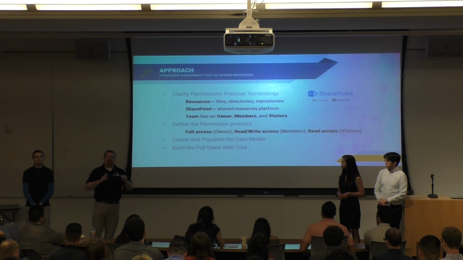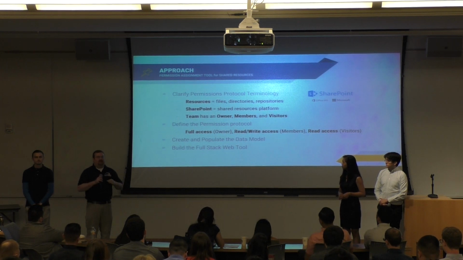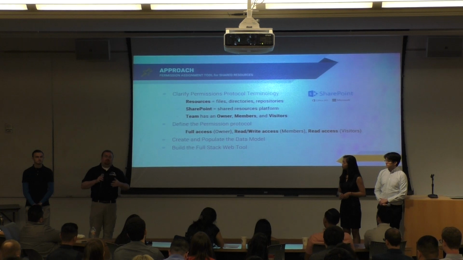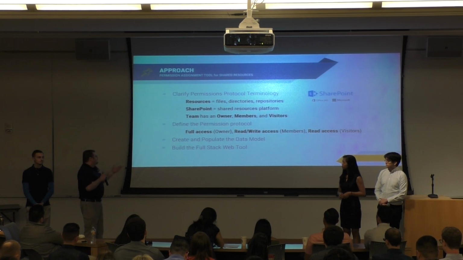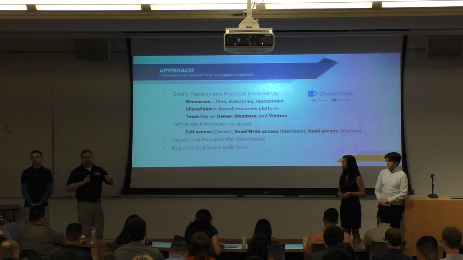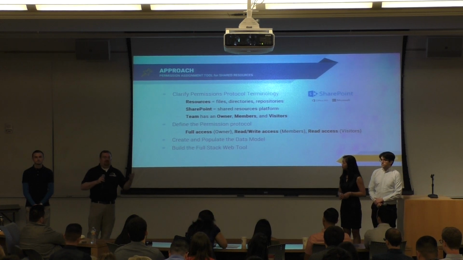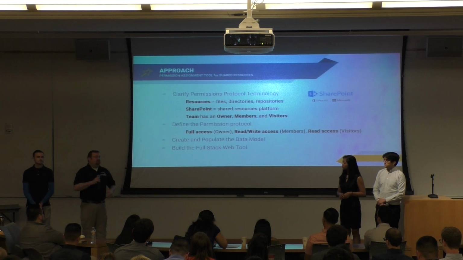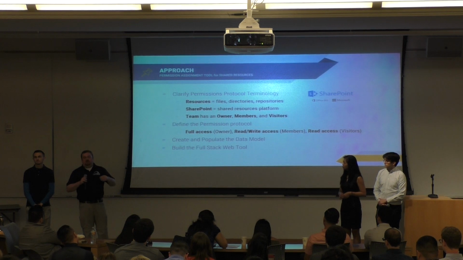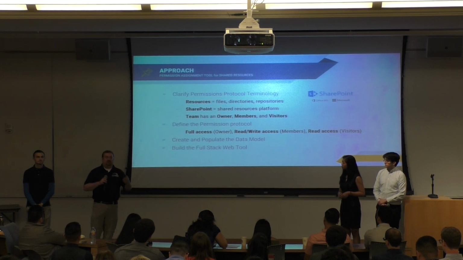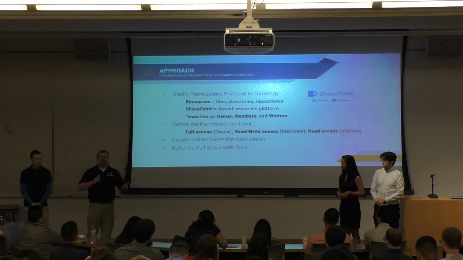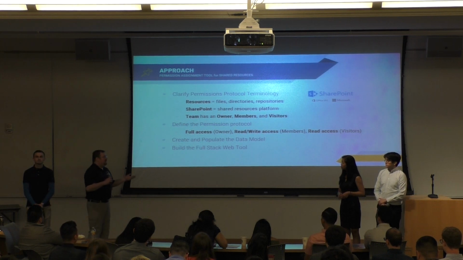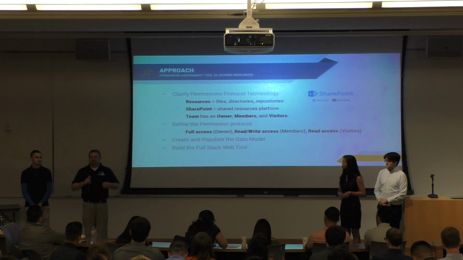the rules that our tool and our data model actually follow. So, for instance, an owner has full access to all the resources that their team has. Members only have read-write access, that kind of thing. Third step is actually creating a populated data model, which is creating a team and managers and setting up a resource platform. And our final step is actually building the tools to interact with all the data.